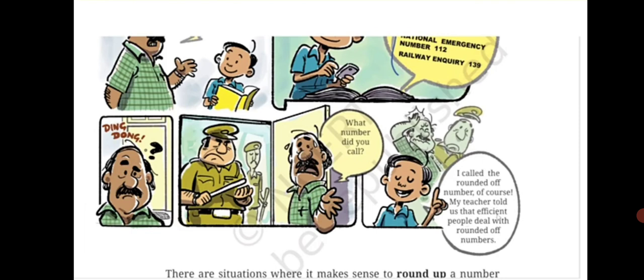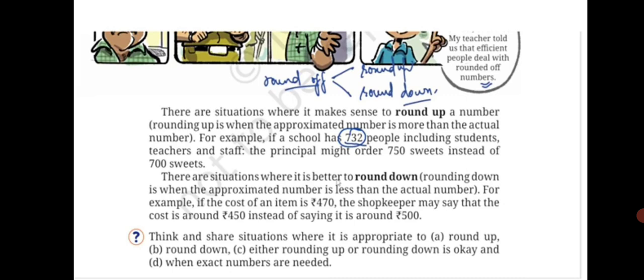Firstly, I wanted to share how we can say the rounding of numbers. We can do it in two ways. One way is to round up, and the other is to round down. So these are the two ways to round off numbers. There are situations where it makes sense to round up a number. Rounding up is when an approximate number is always more than the actual number.